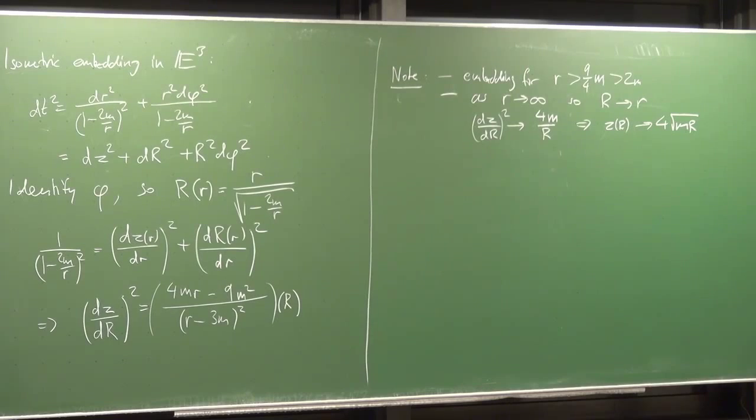I think that's right. Isn't the embedding only for r bigger than 3m because there is a singularity? Yeah, I'm coming to this. Yes. No.